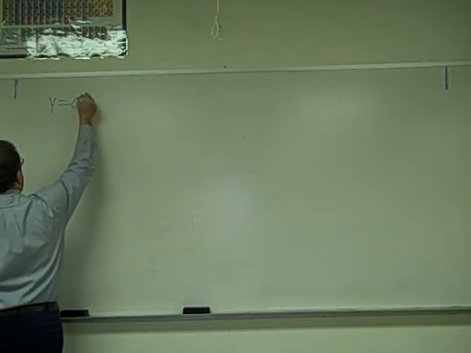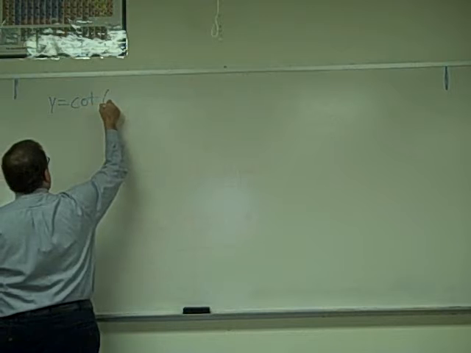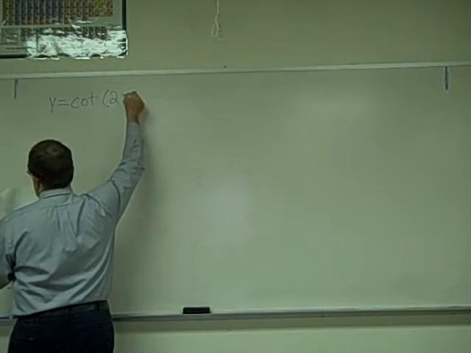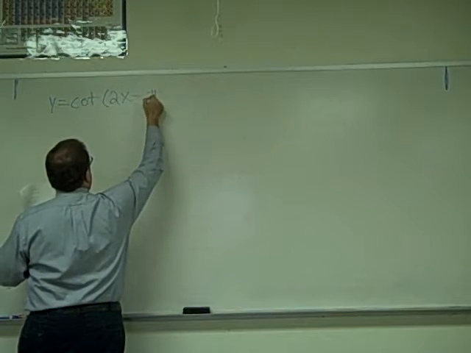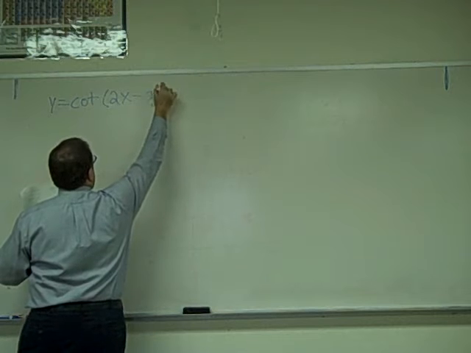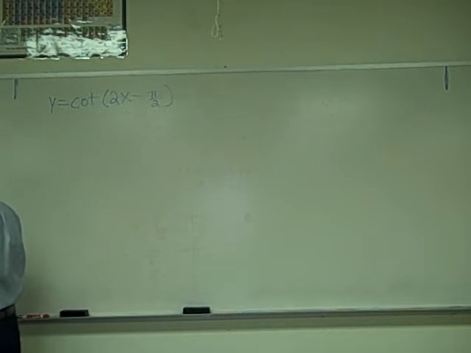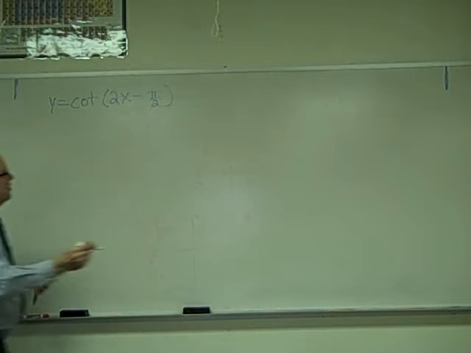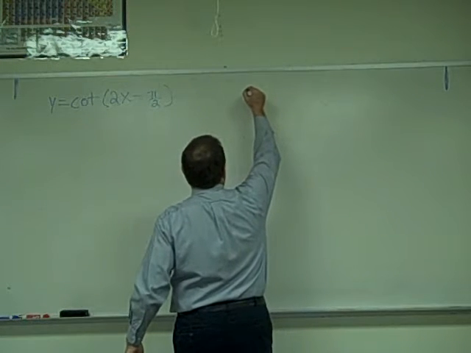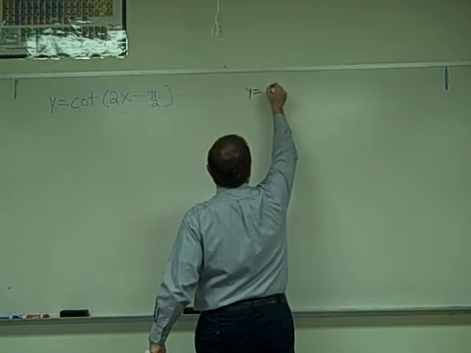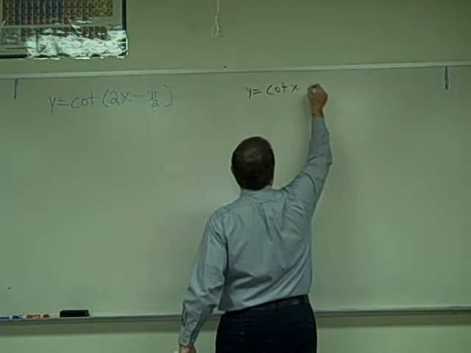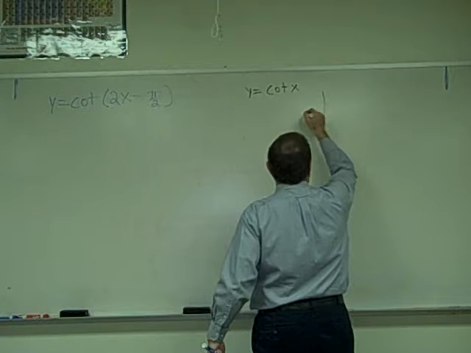y equals cotangent, and then parentheses 2x minus pi over 2. To start with, the graph for cotangent, just y equals cotangent x, what does that look like?